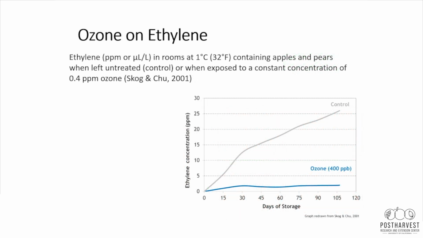Ozone. Here's a chart with ozone, the effect of ozone in ethylene concentration. On the X, you see days of storage from 0 to 120 days, and on the Y, you see the concentration of ethylene in ppm. These rooms contained apples and pears, and you see with gray here the control ethylene concentration raising from 0 in the beginning all the way to 25 ppm, whereas when there was a constant supply of 0.4 ppm of ozone, the ethylene concentration stayed low, less than 3 parts per million.